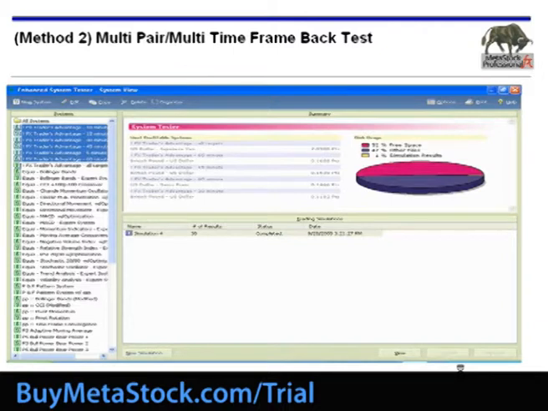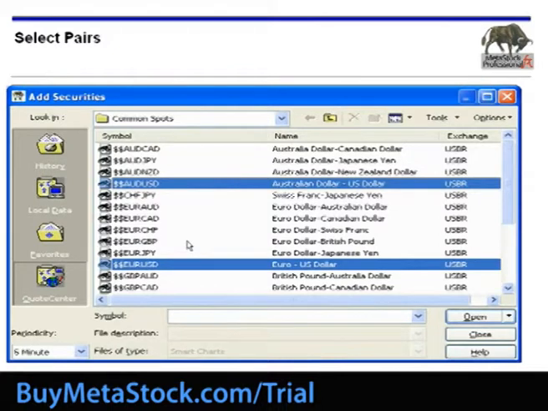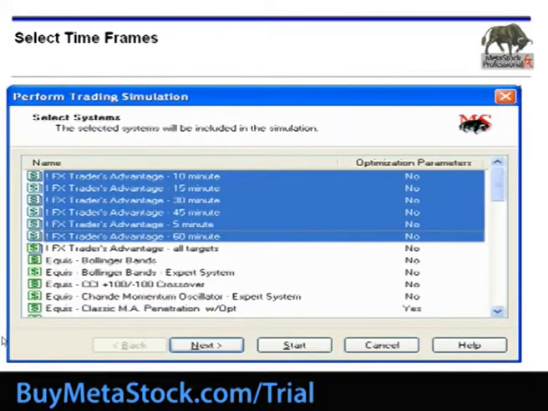This is the way the backtester looks. And here we've highlighted all the different time frames ranging from 5 to 60 minutes. We've then chosen our various currencies that we want to test, and we've chosen them in the 5-minute periodicity or time frame. Make sure and do that. I'm going to go back a screen.